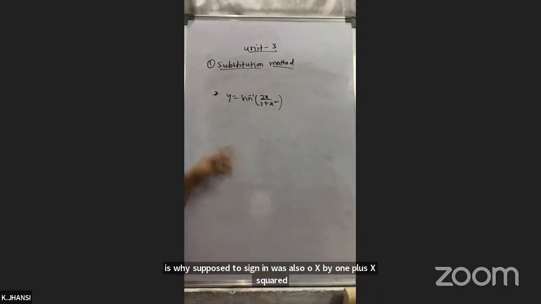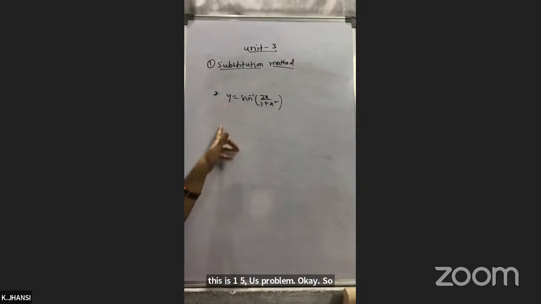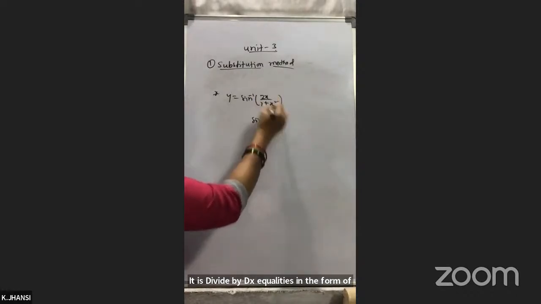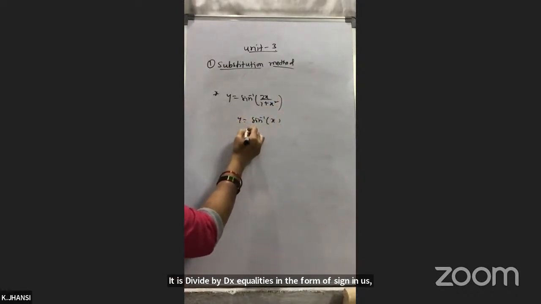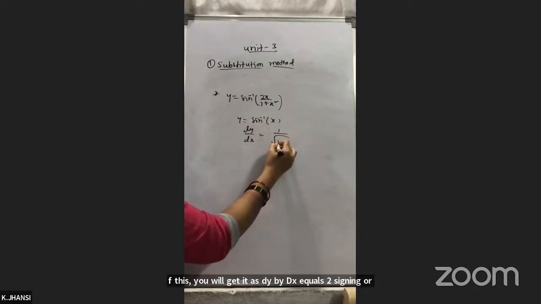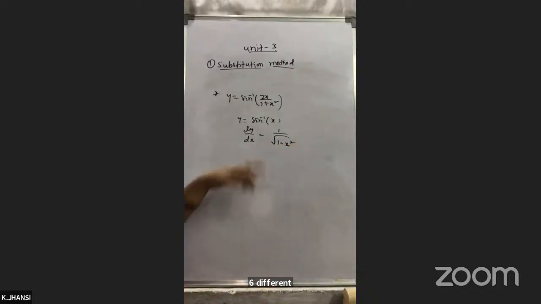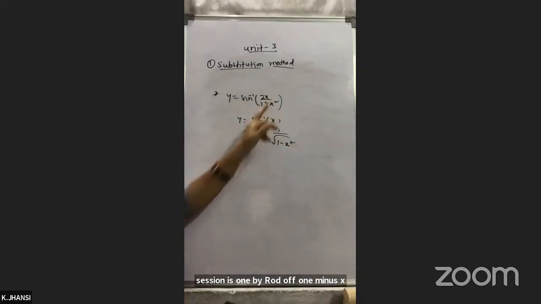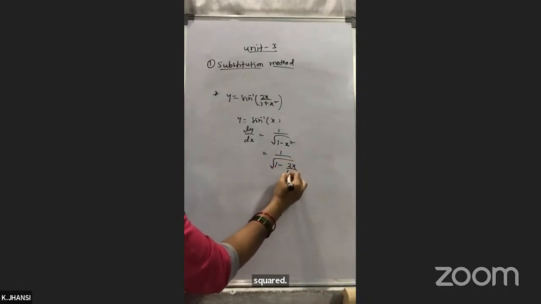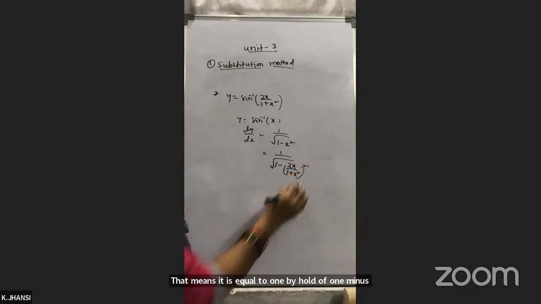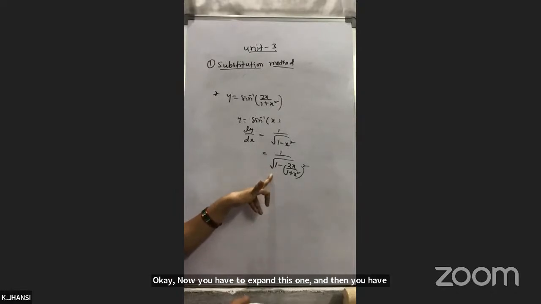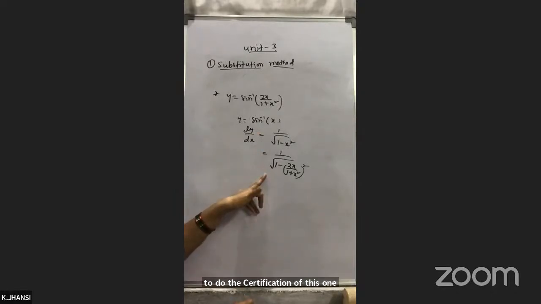Okay. So here, if we do normal differentiation, what will happen? It is in the form of sine inverse x. If you take the whole thing as x, differentiation of sine inverse x is 1 by root of 1 minus x square. So here x is 2x by 1 plus x square. That means dy by dx equals 1 by root of 1 minus (2x by 1 plus x square) whole square. Now you have to expand this and simplify it. So that is a lengthy and also complicated process.